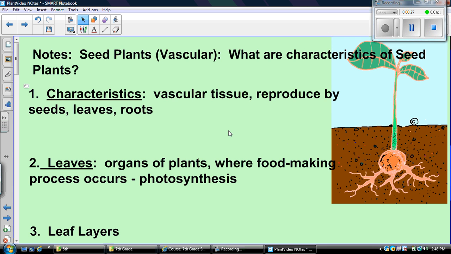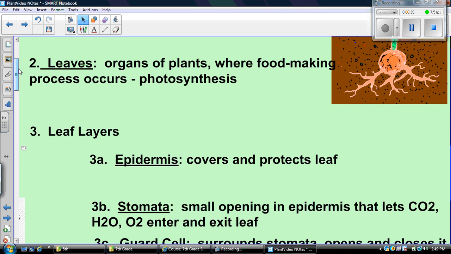So your central question: what are characteristics of seed plants? They have vascular tissue, they reproduce by seeds, and they have leaves and roots. The leaves are the organs of the plants. Like we have our body organs, the leaves are the plant's organs, where the food making process occurs. This is where photosynthesis occurs.